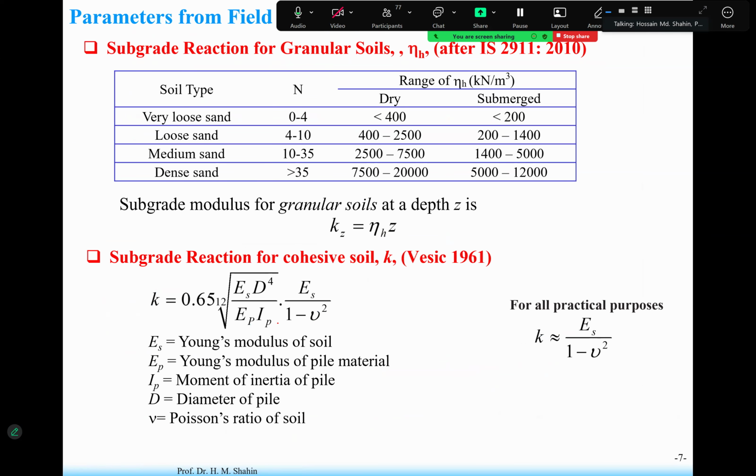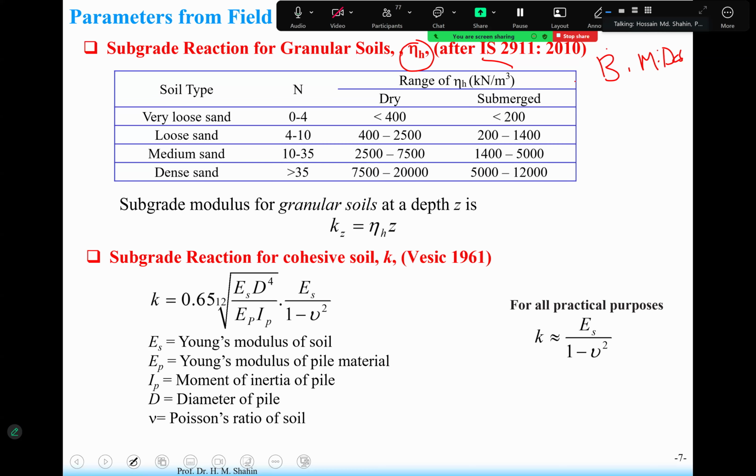Then subgrade reaction for granular soil is also in the BNBC code that I showed sometimes. Sorry, the BM dash book. Okay, also the BNBC code. So IS, Indian Standard, like the Indian code.